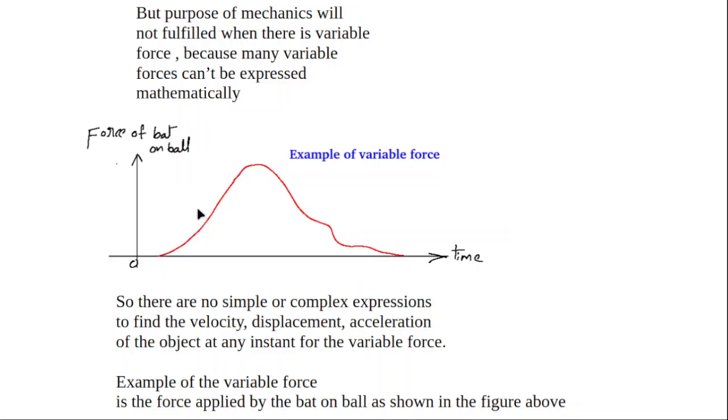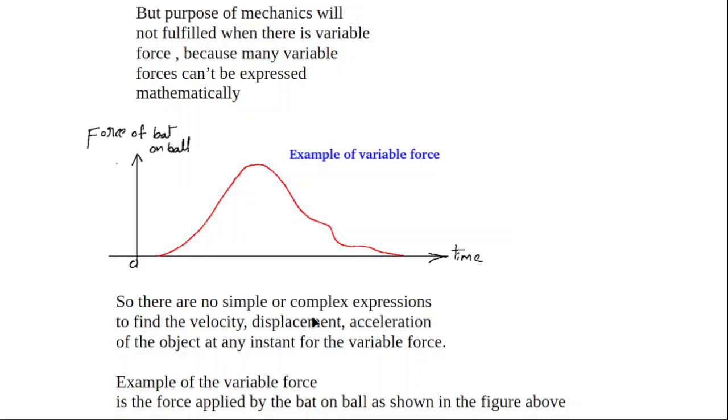And this variation is not very smooth. It is some awkward curve, and for this awkward curve, there is no mathematical expression. Only a rough mathematical expression can be formed, but there is no exact mathematical expression.